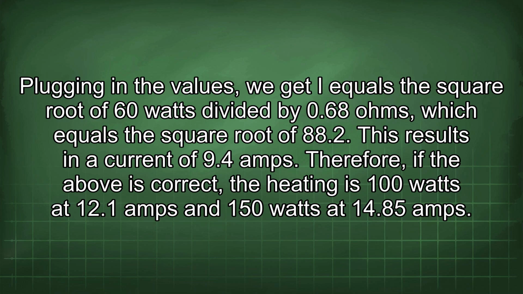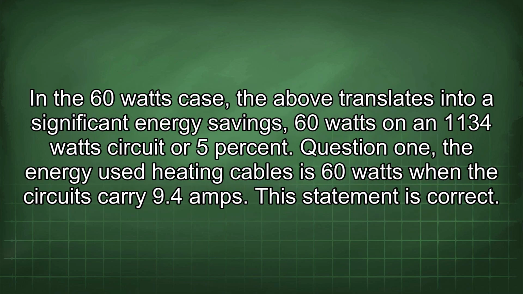Therefore, if the above is correct, the heating is 100 watts at 12.1 amps and 150 watts at 14.85 amps. In the 60 watts case, the above translates into a significant energy savings, 60 watts on an 1134 watt circuit or 5%. Question 1. The energy used heating cables is 60 watts when the circuits carry 9.4 amps.